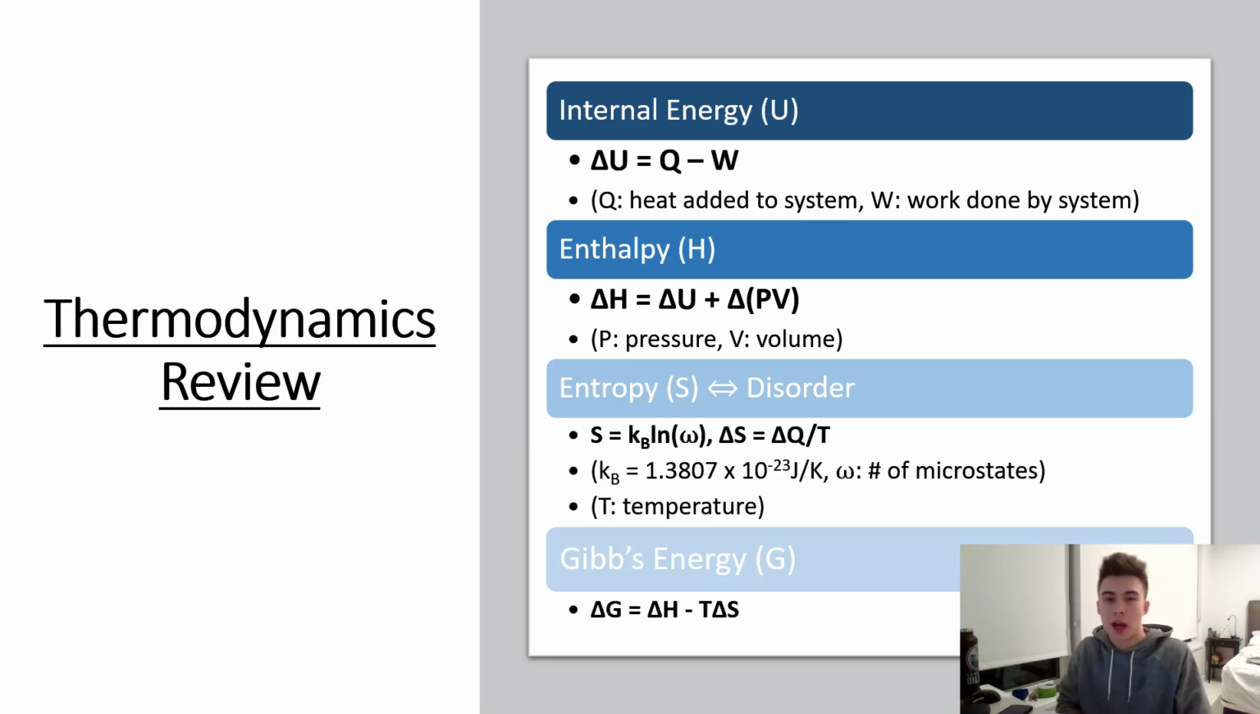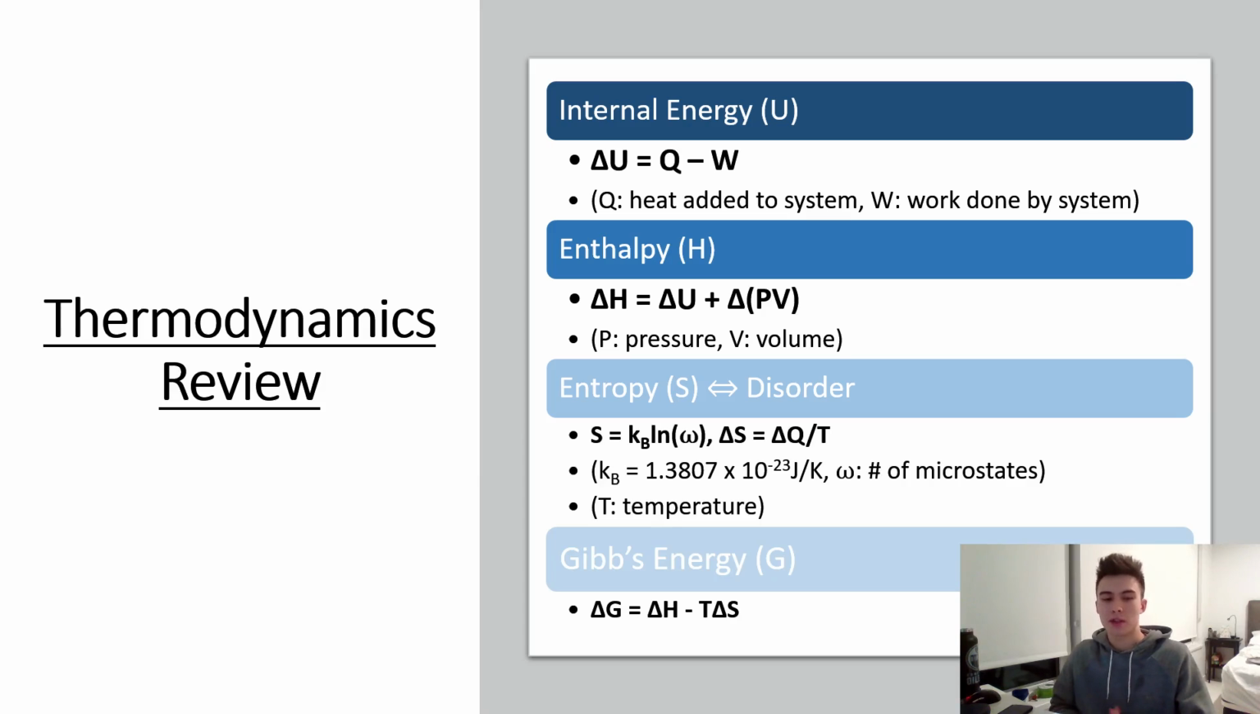Now starting off with thermodynamics review, starting with internal energy U, we have that the change in internal energy is equal to the heat added to the system minus the work done by the system. The enthalpy H, the change in enthalpy is equal to the change in internal energy plus the change in either pressure or volume times either pressure or volume. And then entropy, S, is equal to Kb times ln of omega. Kb is Boltzmann's constant, which is equal to the gas constant divided by Avogadro's number. And then omega is the number of microstates, at the spatial and energy levels.